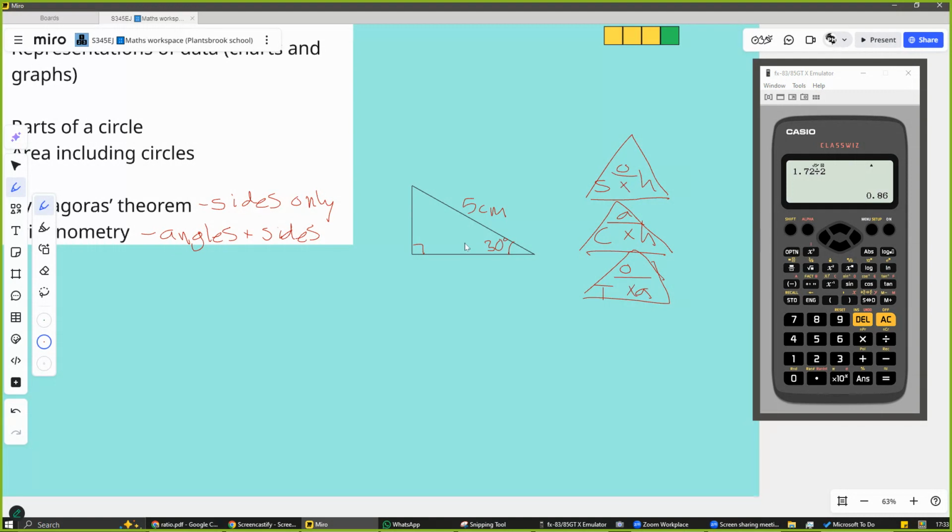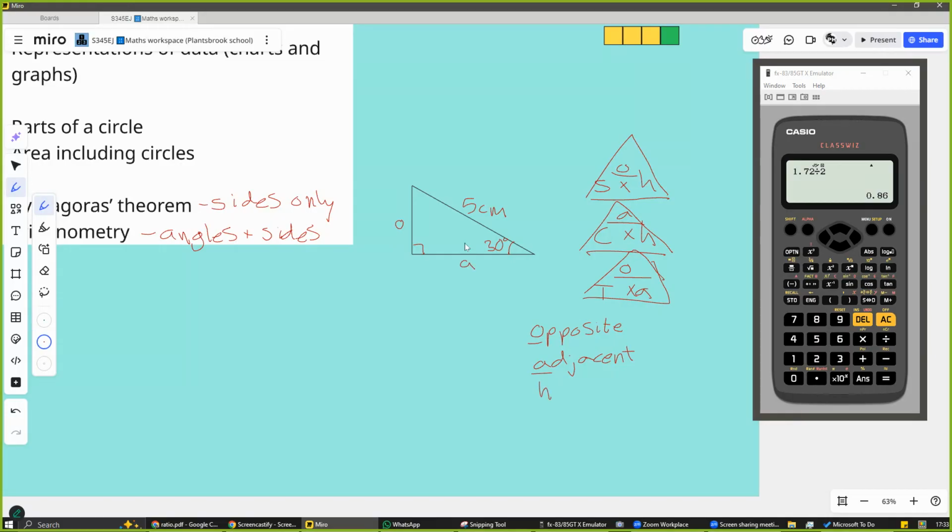So what do all these things stand for? Well, we have opposite, which is the side which is opposite the angle, which is over here. We've got adjacent. Adjacent is just another word which means next to. Adjacent to is next to. So that's this one here.